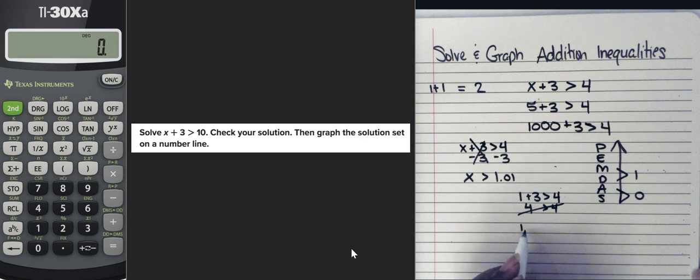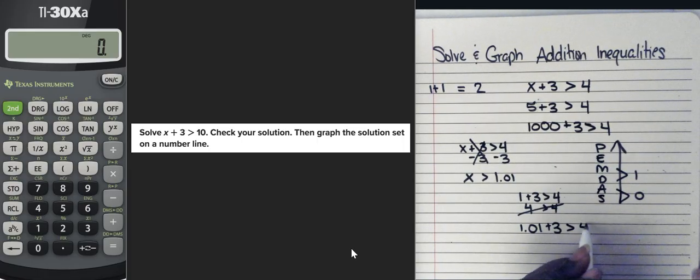So if we have x is 1.01, plus 3 is greater than 4, now we have 1.01 plus 3, that's 4.01. And yes, that is greater than 4, right? So that is a true statement.